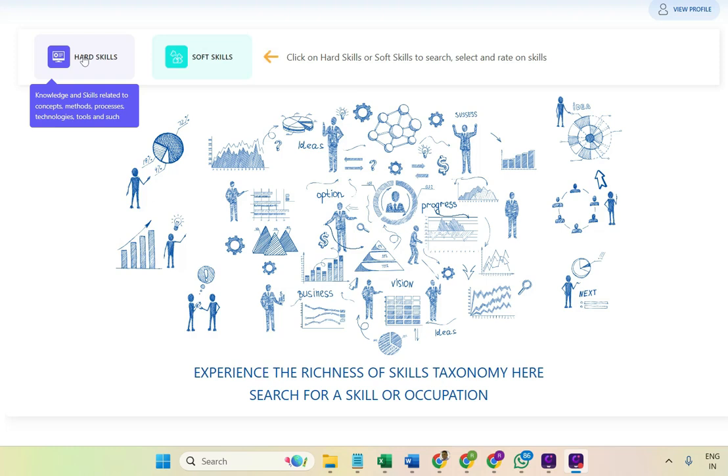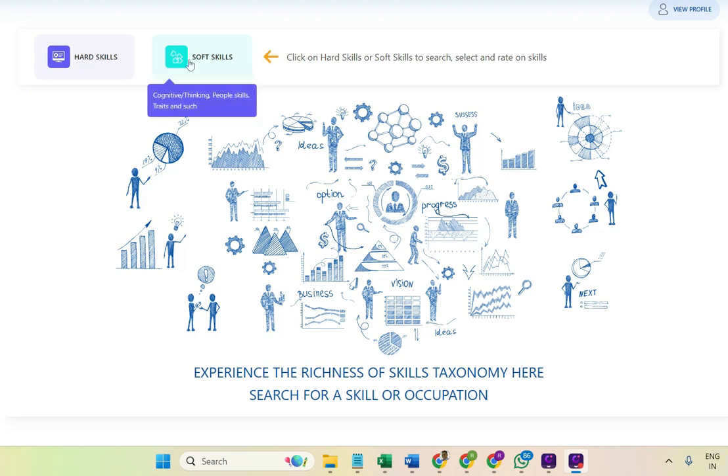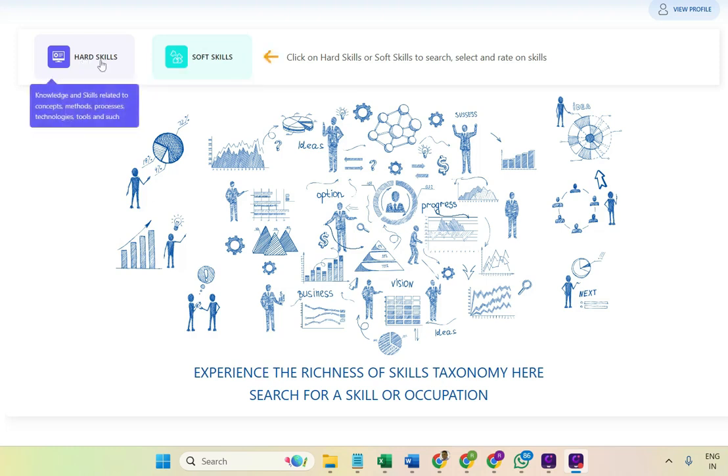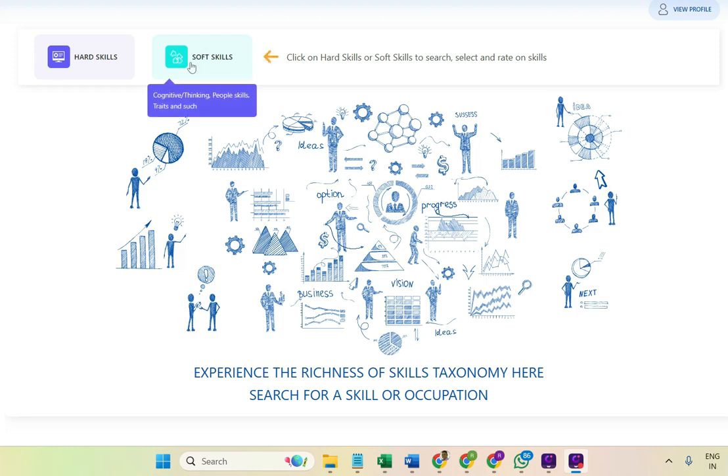So, we treat skills as two different skills areas. One is the hard skills, which includes the knowledge of concepts, methods, processes, tools, technologies. Apart from them, domain expertise, activities, role, and certifications. In soft skills, we include cognitive skills, behavioral skills, traits, and also language proficiency.